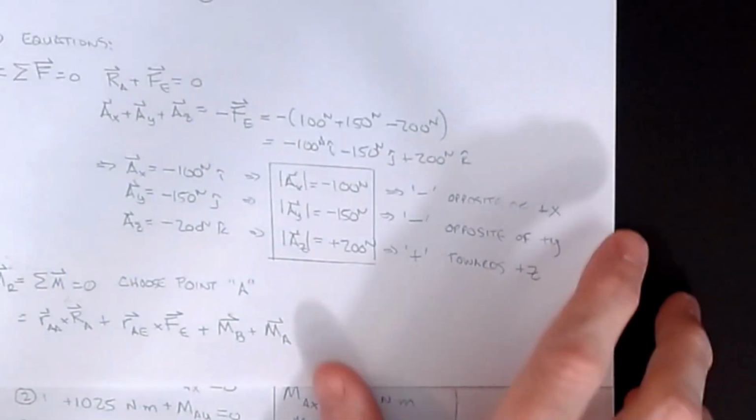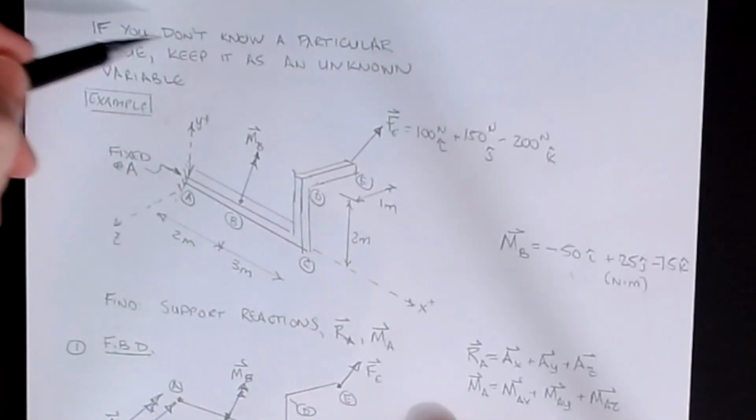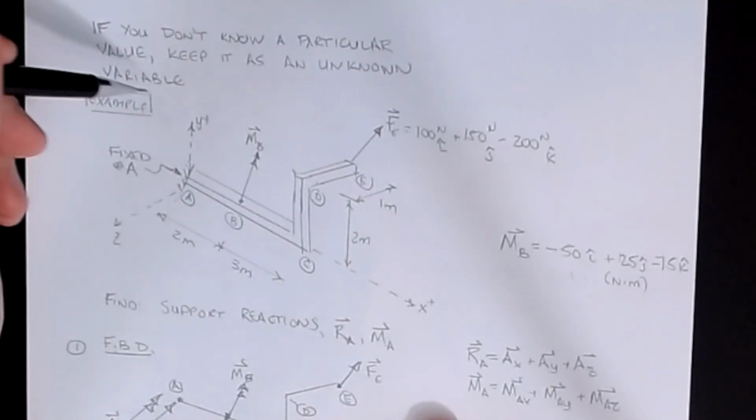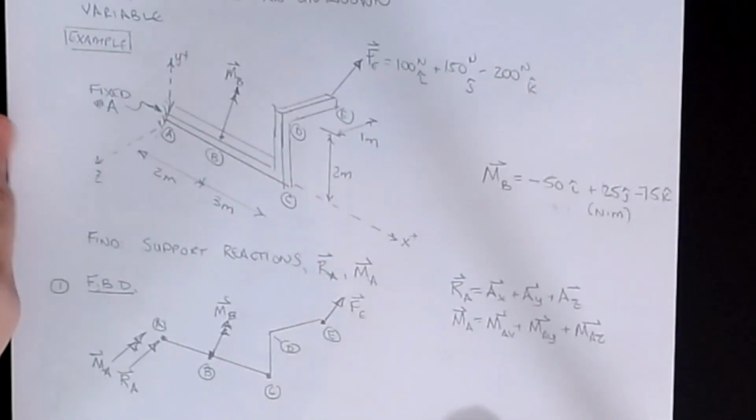All right, so let's give one a try. Okay, and my friendly note was if you don't know a particular value, keep it as an unknown variable in the equation. That's kind of our recommendation here. All right, so let's try one, put some numbers on it, and that way you can see where things are coming from, and we'll show you the whole process.